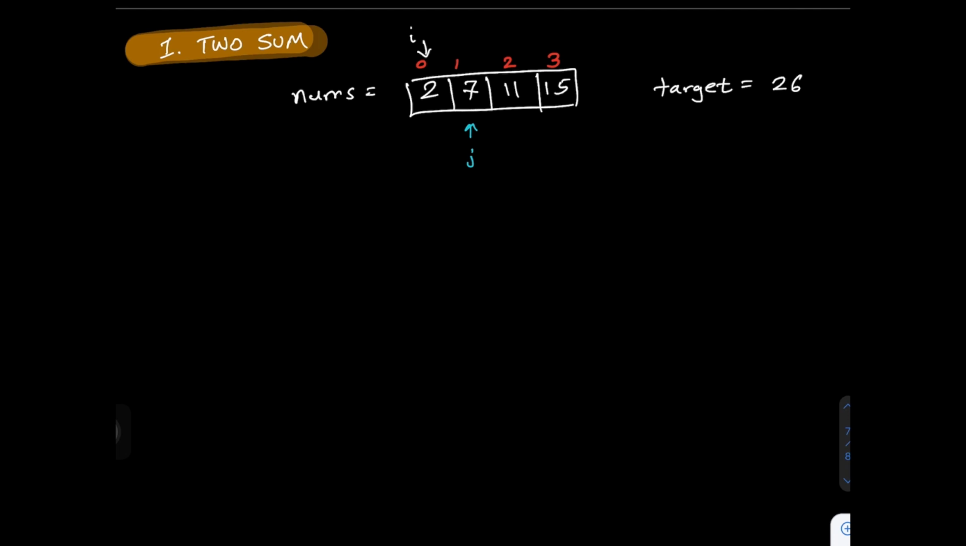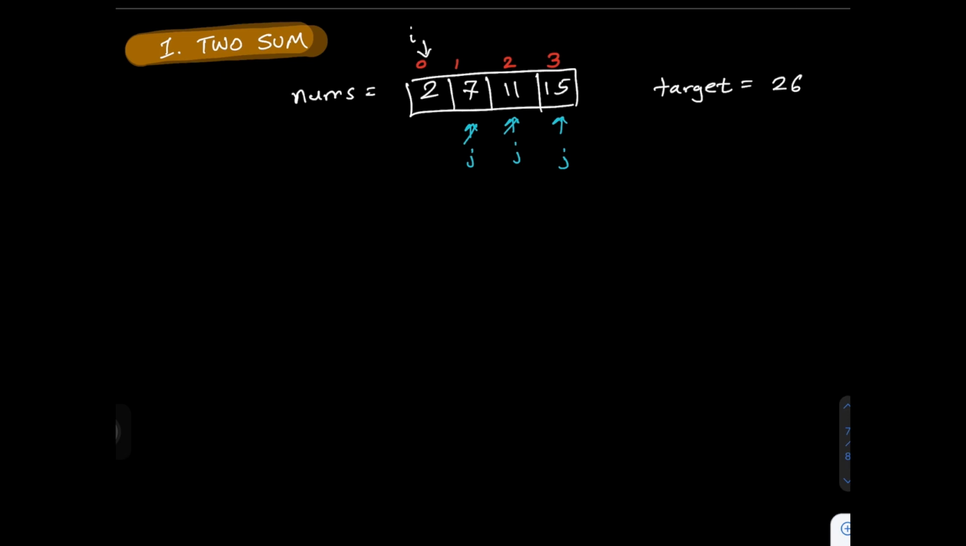The way that this algorithm would run is that i is pointing to the first index, which is 2, and j is pointing to 7. So do the numbers 7 and 2 add up to 26? No, it does not. Then we move on to the next value. Is the addition of 11 and 2 giving us 26? No, it does not. Then we move on to the next one, right? And then we add 15 and 2. It is 17, not 26.